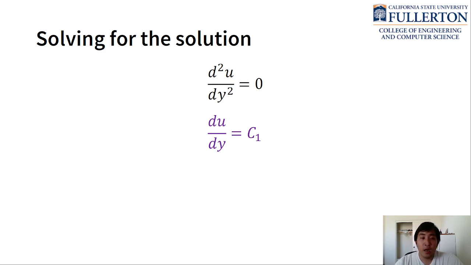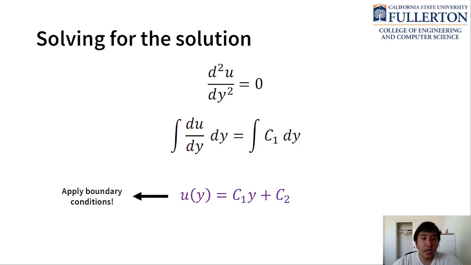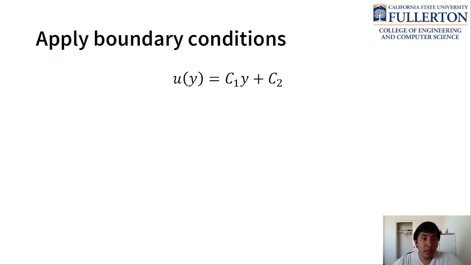Okay, and let's do that again. Since we're not quite at u yet, we can integrate one more time. If we integrate one more time, the left-hand side just becomes u of y, which is what we want, and the right-hand side becomes a linear function, c1 y plus c2. Now we're ready to apply boundary conditions, so let's go ahead and do that.